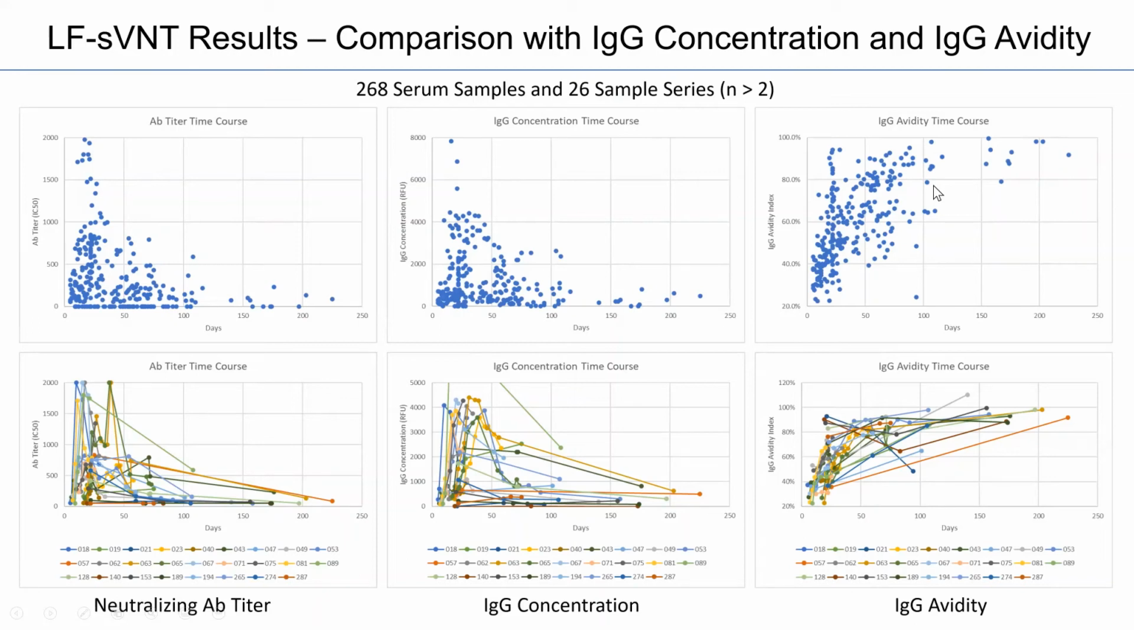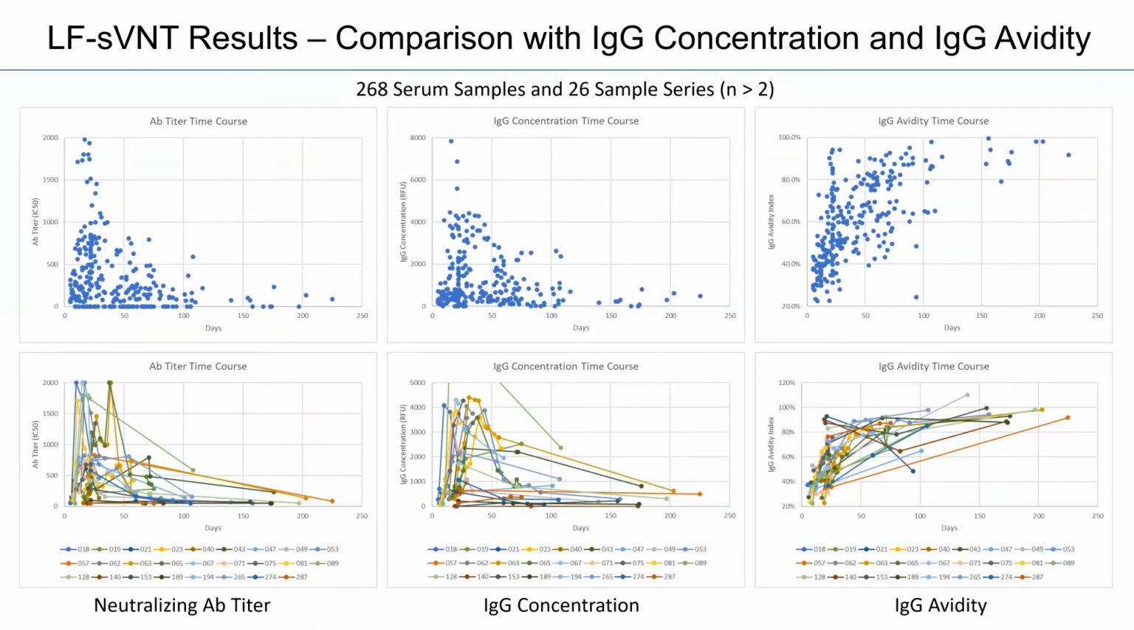that the IgG avidity just increased to a higher level and stayed there. And in the second row of the graphs, we actually picked the sample series of 26 individual patients and show the trend of these serology parameters here. And again, it confirms our observations from the first row of graphs.